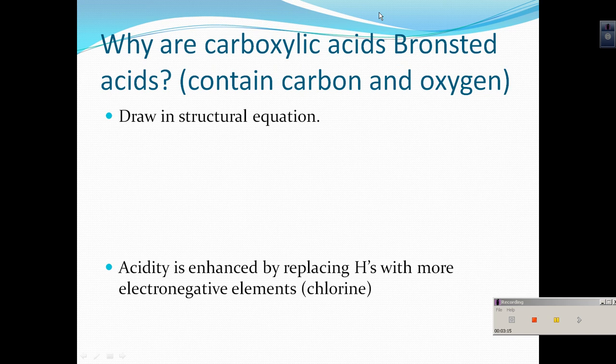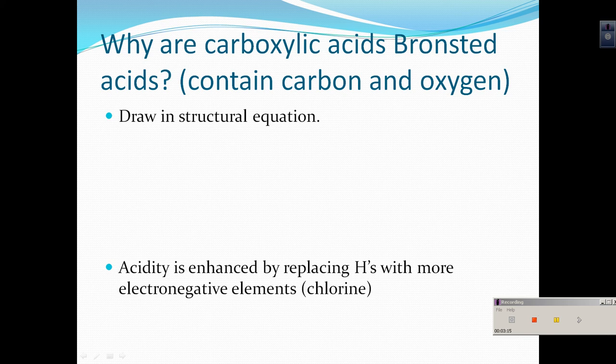Anyhow, the acidity is enhanced by replacing the H's with more electronegative elements. So if instead of CH3 at the beginning, you had an element that looked like CCl3, then we're going to have even a larger pull to that left side in the way we drew it. Of course, it's in 3 dimensions, but a larger pull of electrons to the left side of that compound, and it's going to allow for that hydrogen to be removed even easier. The more H's that get replaced, the more easily it's going to be removed.